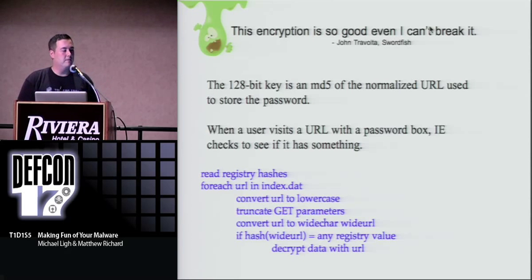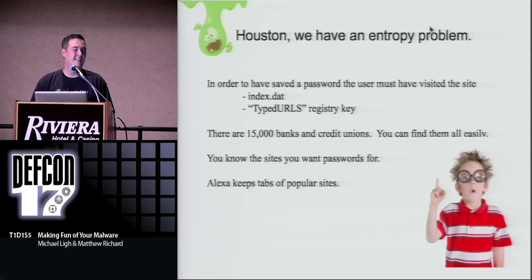Except when you think about it, there's a little problem. That's actually not very much entropy. It's really not that much harder than IE6 password encryption was. So in order to break it, it's fairly straightforward. If a user is storing a username and password, chances are it's because it's a site they go to. And if it's a site they go to, chances are it's a site that you can easily find in index.dat or the typed URLs registry key. So that part's pretty easy.